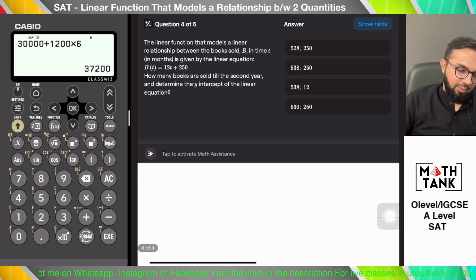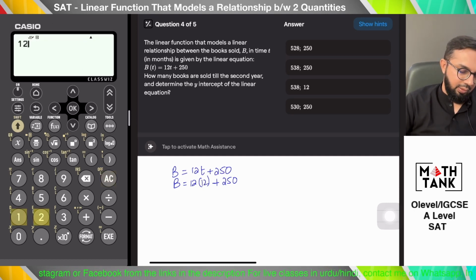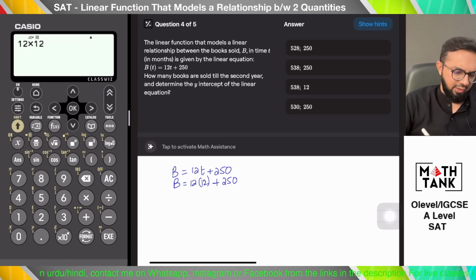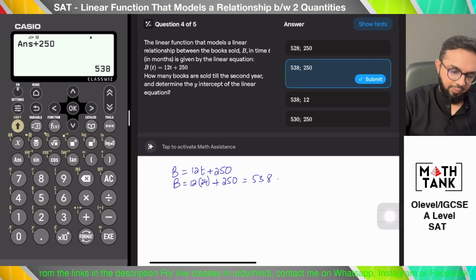Okay, the linear function that models the linear relationship between the books sold is given by the linear equation. How many books are sold till the second year? And determine the y-intercept of the linear equation. Okay. In the second year, so I'm going to say that 1 year has passed, 15 months, sorry, in the second year. 12 into 12 till the second year. So I think this should be 24. Till the second year means that 2 years have passed. So that gives me 538. And determine the y-intercept of the linear equation. I think that's clear, that's 250. So 538 and 250.